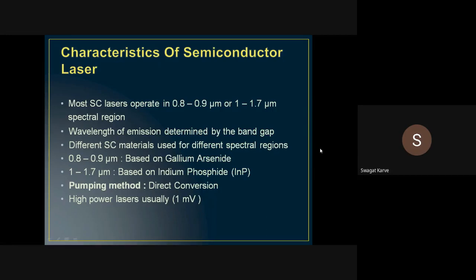It's a spectral region, you can say, right? In case of gallium arsenide, its spectral region is 0.8 to 0.9 micrometer, and for indium phosphide, its spectral region is 1 to 1.7 micrometer. And the pumping method, that means how we are stimulating the electrons to release the photon and come back to a lower energy or valence state. It's a direct conversion. Okay, and the power you can measure in terms of 1 millivolt. So these are the characteristics of semiconductor laser.